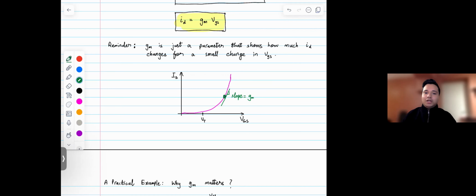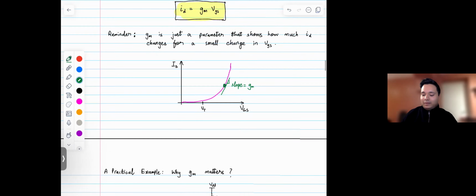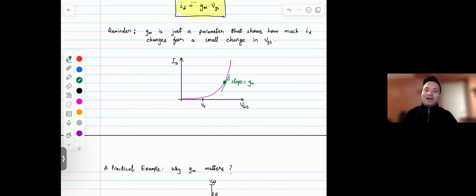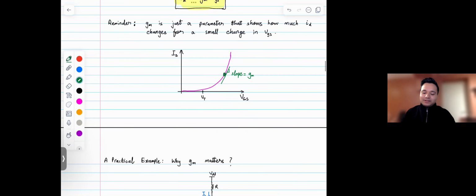Why do we care about GM? Why is it defined as ID versus VGS? What's the point of it? All of these questions, I did have them when I was in my second year learning about GM, and even though I understood it, I didn't really understand it. I didn't understand it from the practical design perspective.